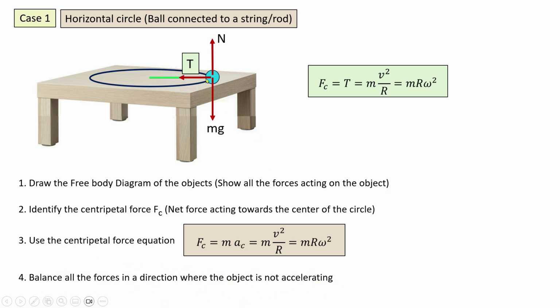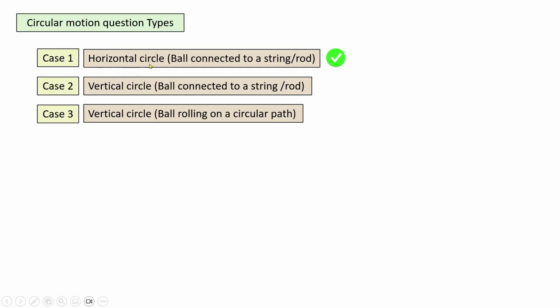accelerating. If you analyze the motion of this ball, it's moving on the table. So the ball is not going up or down. Now, since the ball is not going up or down, the upward force needs to be equal to the total downward force. So here N, normal reaction, should be equal to the weight. So N is equal to mg. That is step 4. So this was case 1, a horizontal circle.